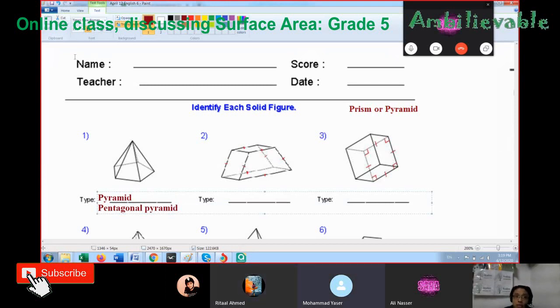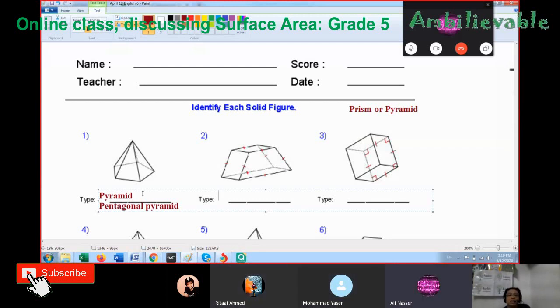Pentagonal pyramid. So you're going to answer me two. Right in the notebook. Yes, so that you will know. So you're going to give me two types of answer, okay? The type of a solid figure and the name of a solid figure.